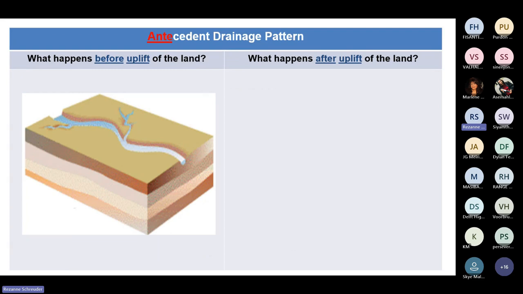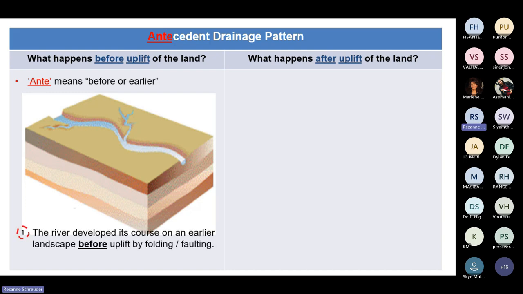Antecedent drainage patterns. Now, in your survival kit, you also have beautiful diagrams as to what happens at antecedent drainage patterns. So what happens before the uplift of the land and what happens after the uplift of the land? Let's have a look. So ante, if you have old things, you are looking into antiques, right? And ancestors. So ante means before or earlier, all right?